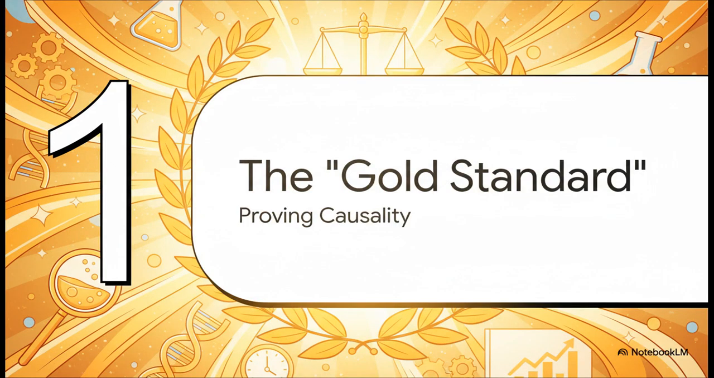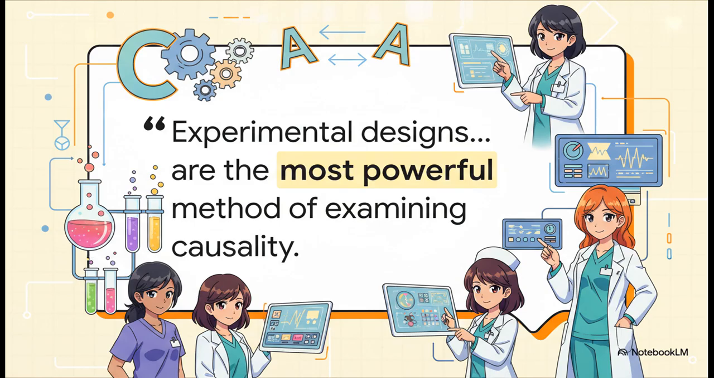So, to get the absolute strongest, most rock-solid proof, researchers have a go-to method. It's known as the gold standard for a reason, the true experimental design. This is the one that lets us say with the most confidence that, yes, this intervention is really what's causing the change we're seeing. And hey, this isn't just my opinion. The research literature is super clear on this. This design is, hands down, the most powerful tool we've got for figuring out causality. When you absolutely positively need to say A causes B, this is the design you reach for.